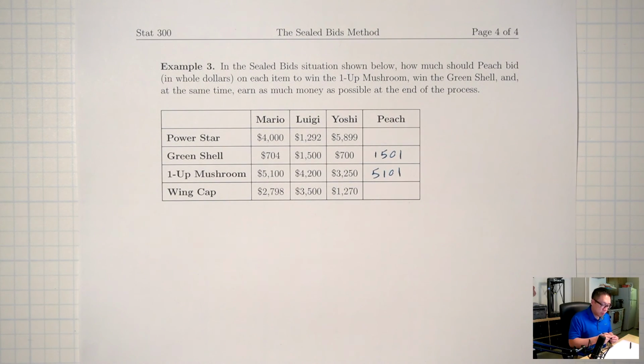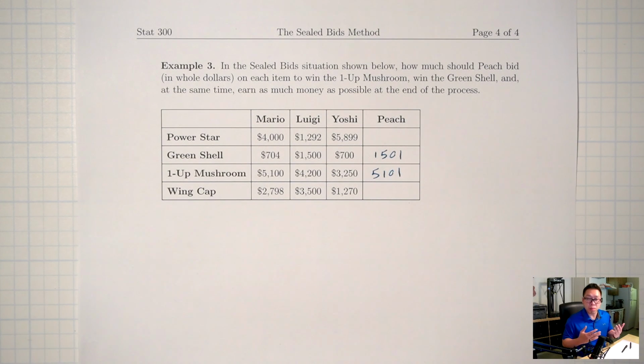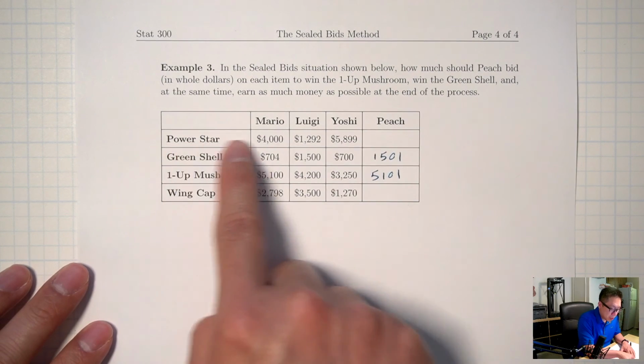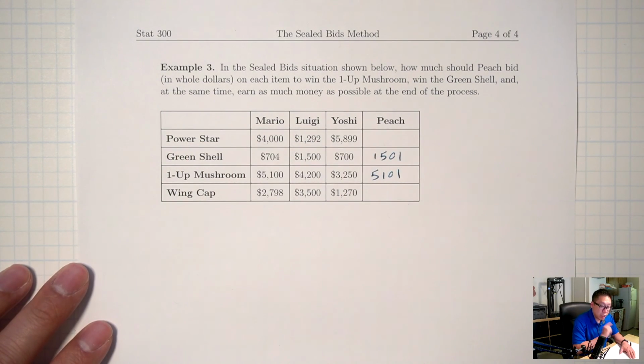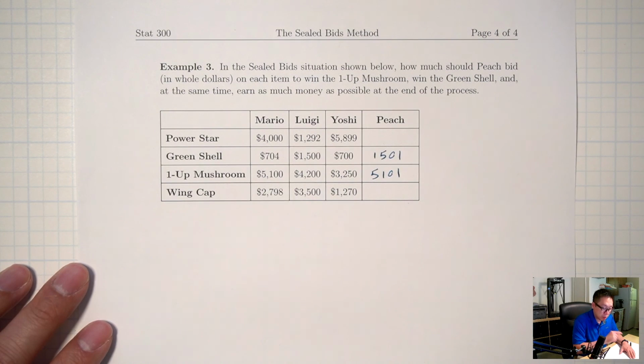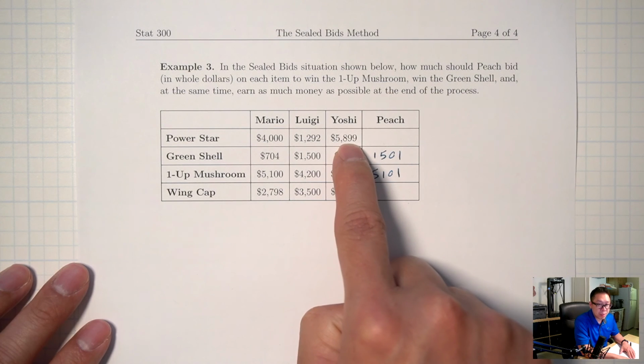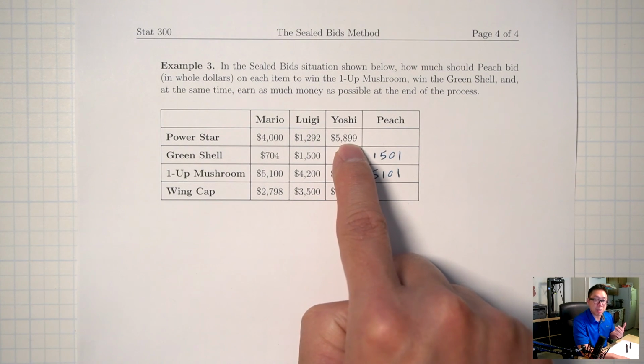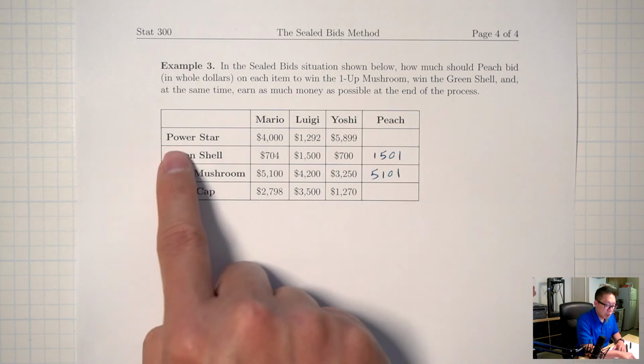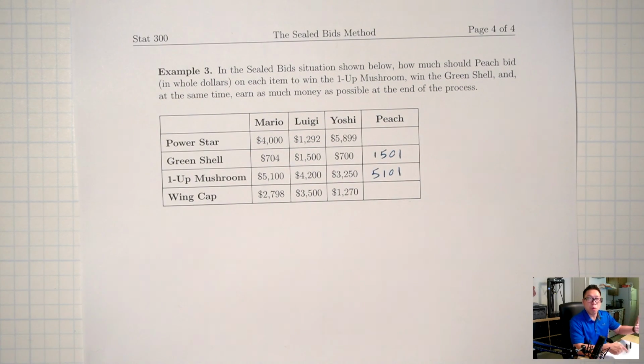Now, what about the other items? So the other items she doesn't want, right? So she doesn't want to be the highest bidder there. But at the same time, she wants her value to be as big as possible, right? Because by making it as big as possible, she's going to get more cash back from the holding pile. Okay, so looking at the Power Star here, she doesn't want it. So she doesn't want to be the highest bidder. So if I look at the highest bidder right now, it's 5899, right? She doesn't want to beat that, but she also wants her value to be as big as possible. So the strategy here is look at the highest bid and go one below.